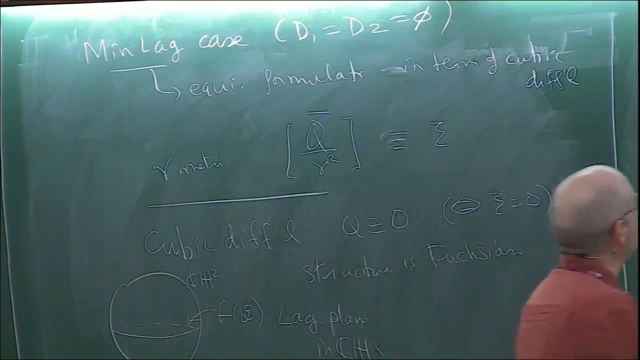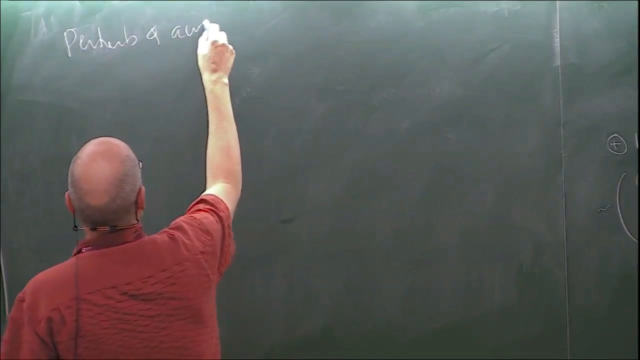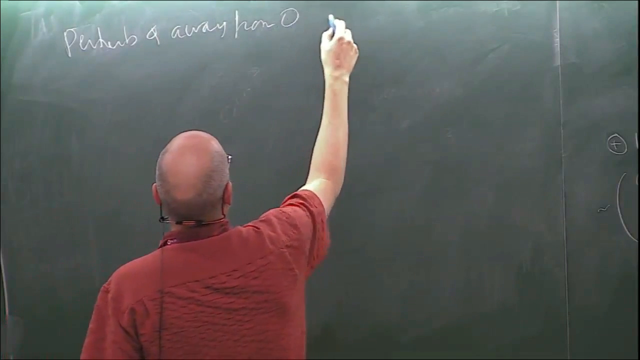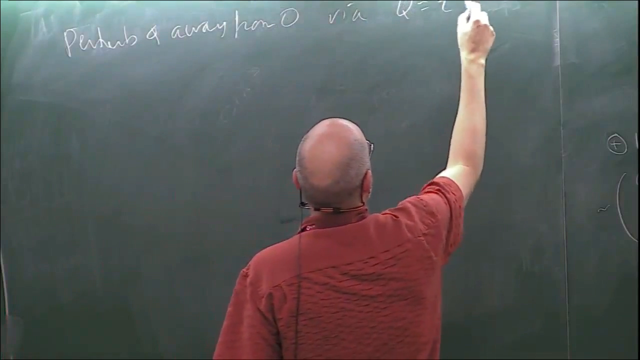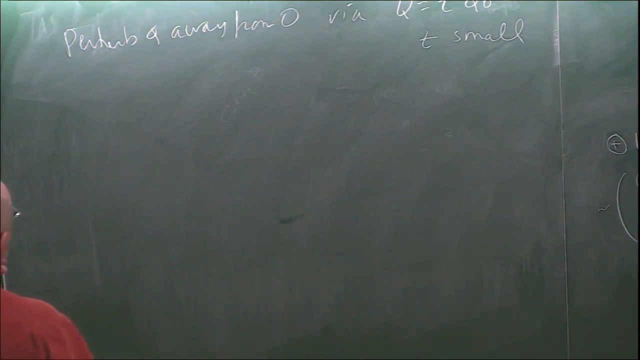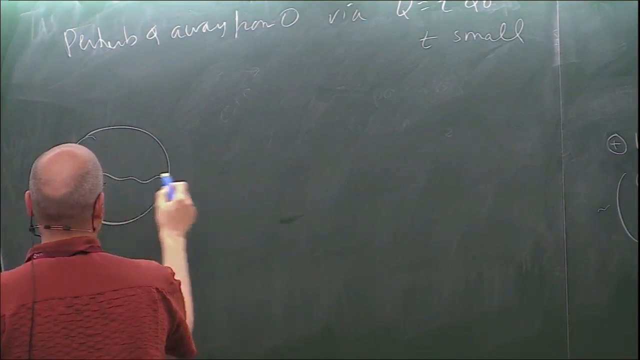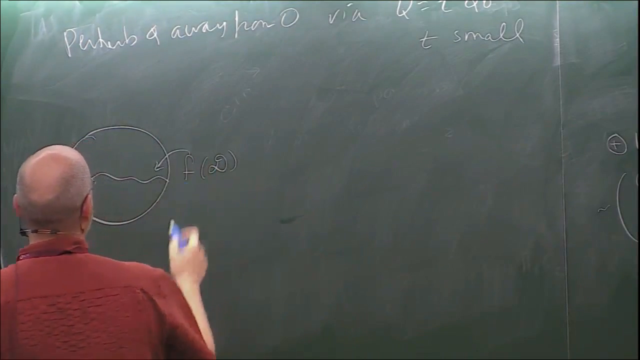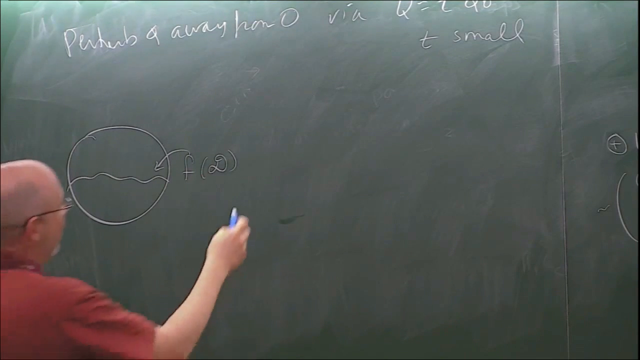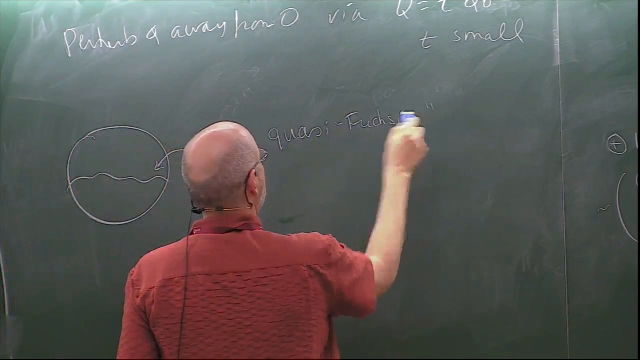And so what we do, and this was originally our approach here, is you can perturb Q away from 0, via Q equal to some T times Q naught, where T is small. And so what happens here is you perturb, for T small, you get some other, so this may be your F of D. But this is still what you might call quasi-Fuchsian in the right setting.